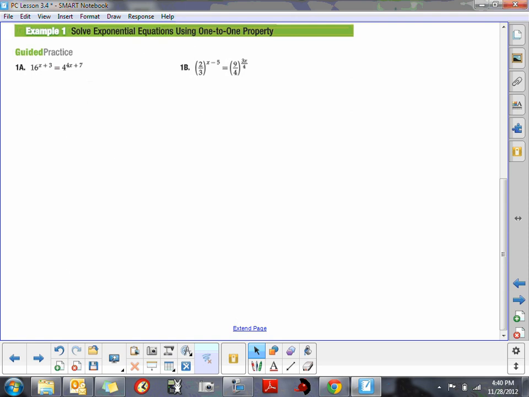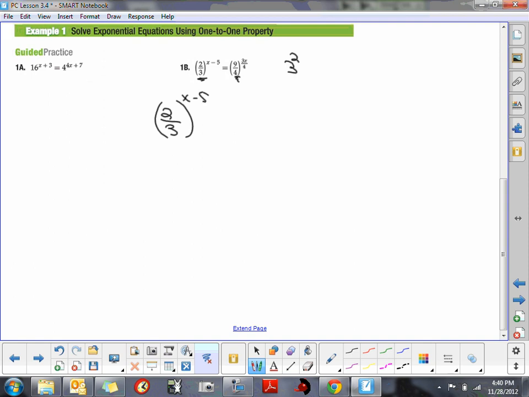This one's a little bit more complicated, but hopefully what you can see is that there is some commonality between those two bases. In order to use the one-to-one property, you want the bases to be identical. But this 2/3 is not identical to a 9/4, but I do see the connection between them because the 9 is 3 squared and the 4 is 2 squared, so I can see the 3 and the 2 permeating through that idea. Now what we've got to do is get it flipped.